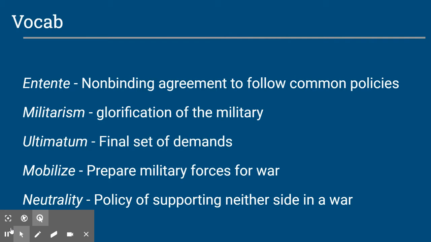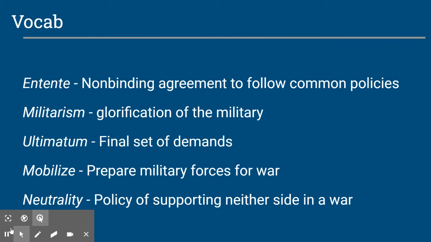An ultimatum is just a final set of demands. So if a teacher gives you an ultimatum, they're usually saying, do this or you're going to get written up. Mobilize just means a country is preparing for war. They're getting all their resources together, getting their troops in place and preparing for combat.